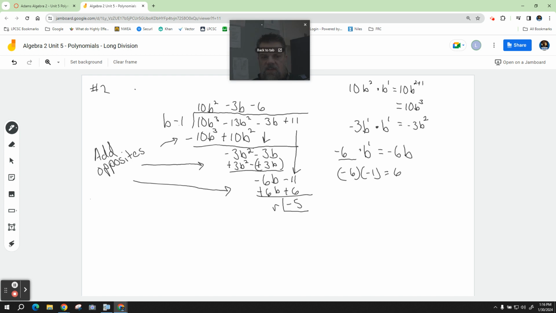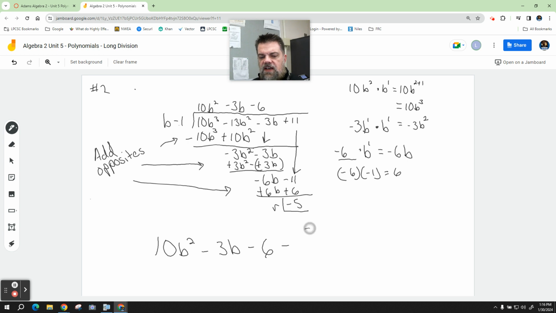So remember, this top line is most of our answer. 10b squared minus 3b minus 6. Because this is a negative 5, I put a negative 5 all over what? b minus 1. And that's our answer.